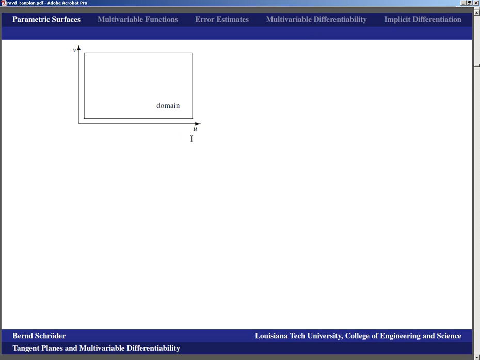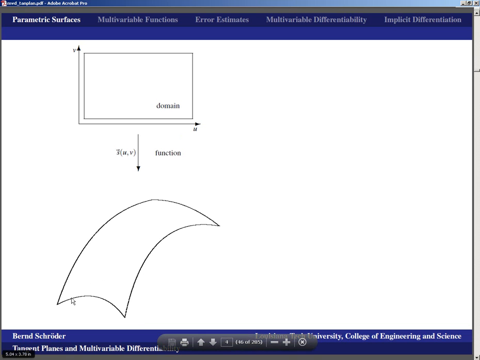So again, we have a coordinate domain for u and v. We have a function, the parametric surface of u and v, that maps this domain to this two-dimensional sheet in three-dimensional space. And if we hold u equals constant, we get a single parametric curve on the surface this time around. If we hold v equals constant, we get a single parametric curve, v equals constant, on the parametric surface.